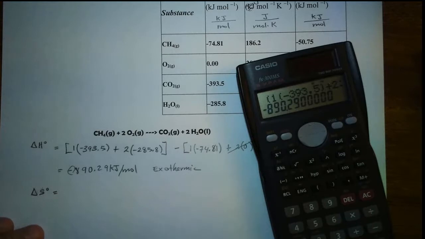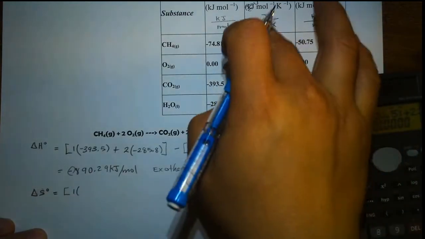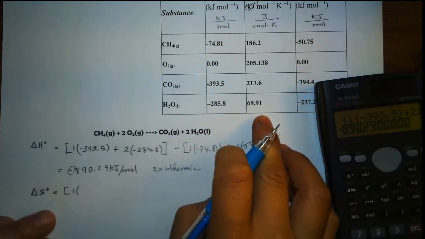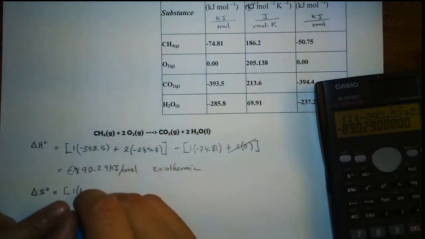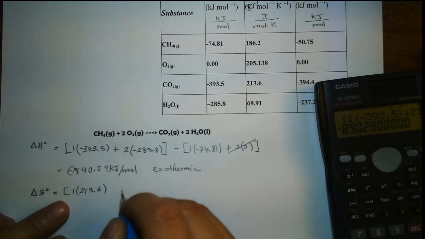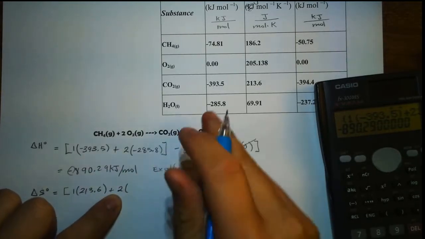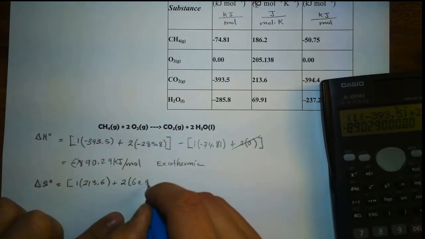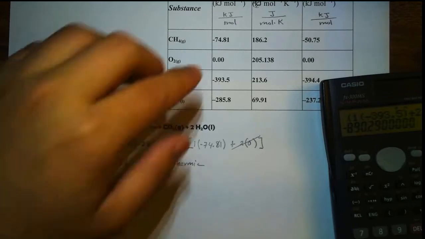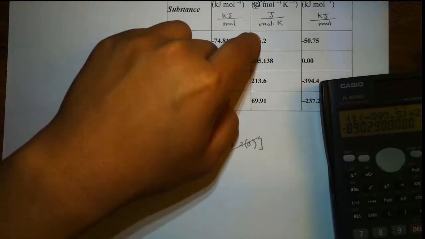Next, let's solve for delta S, which is standard formation of entropy. So for delta S, the same thing, product minus reactant. So we have 1 mole of carbon dioxide, and we look at the values for delta S formation, which in this case for carbon dioxide is right here. So it's 213.6, and then we have 2 moles of water, 2 right there, right? And water, where is water? Right here, 69.91.